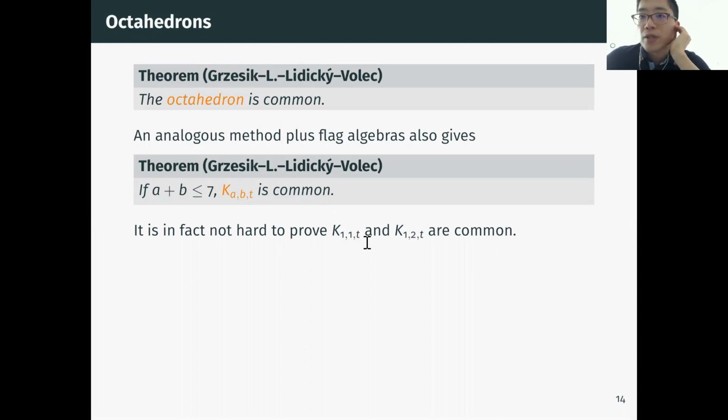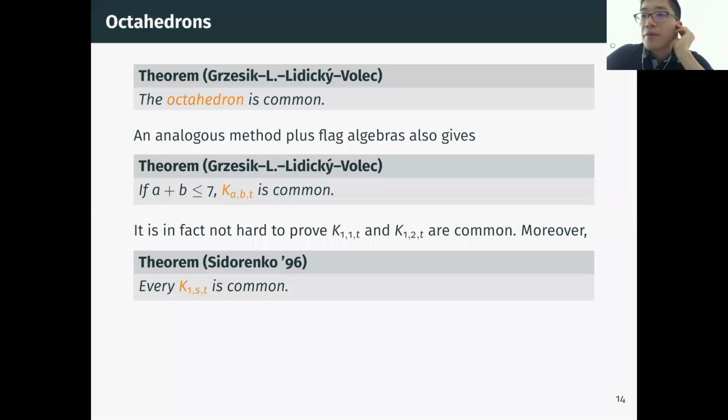K_{1,1,t} is a book of triangles, and K_{1,2,t} is a book of diamonds. So these are common, so it's not hard to prove. And every K_{1,s,t} is also common by the theorem by Sidorenko. So this is exactly the theorem I didn't mention.